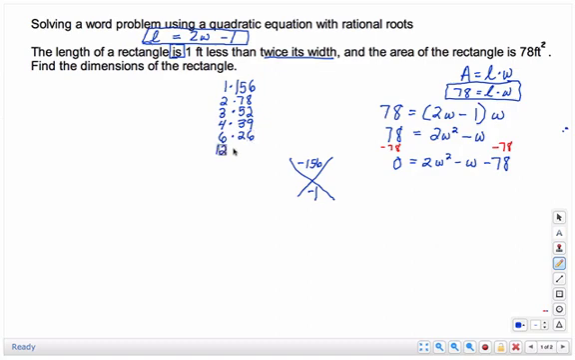Okay, so 12 times 13. And I know that if I have two numbers multiplied together and it gives me a negative number, that means I'm going to have one negative and one positive. But when I add them together, I get a negative back. That means my larger number has to be negative. So I can see that I'm going to use 12 and negative 13.